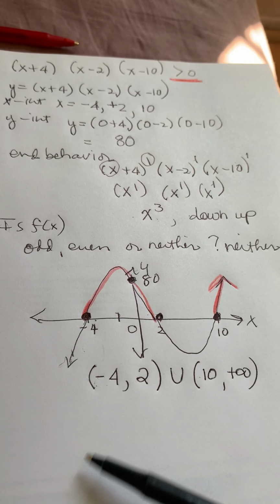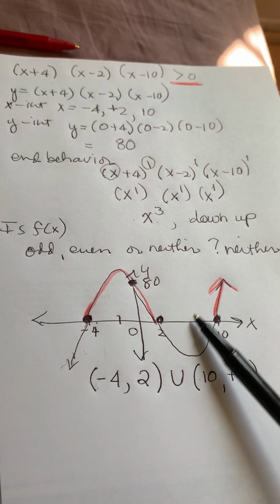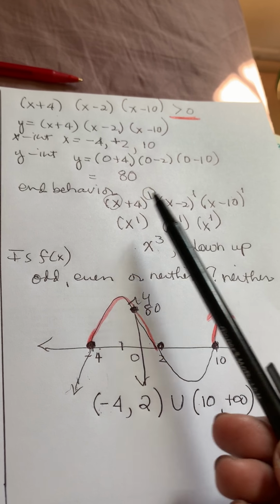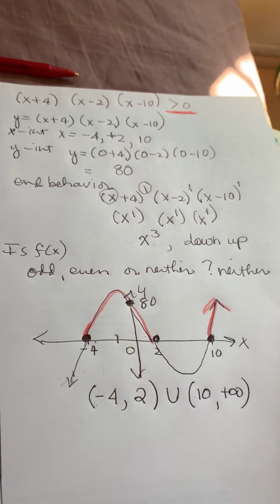You can also check it. If you have time, get any number in the interval and substitute it. Let's say 0. So y is 80, we know that, so it's positive.